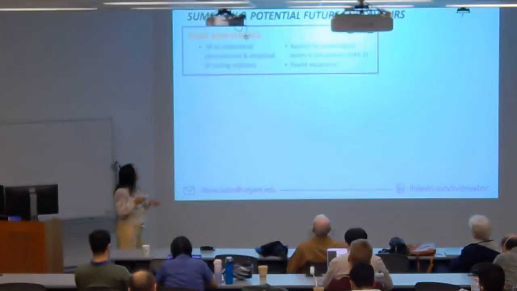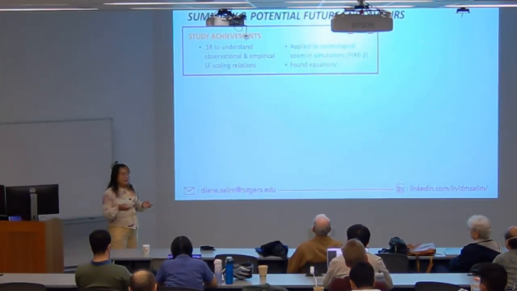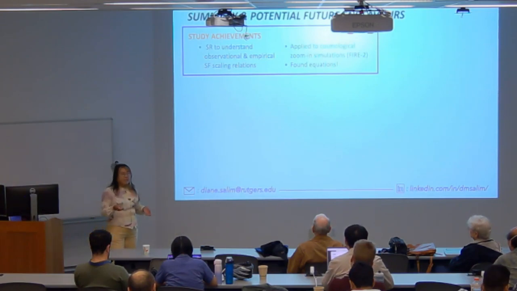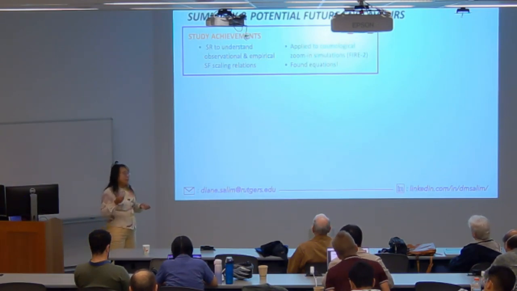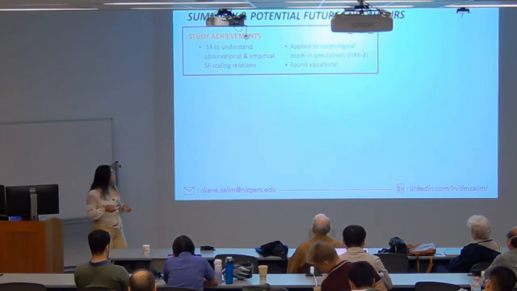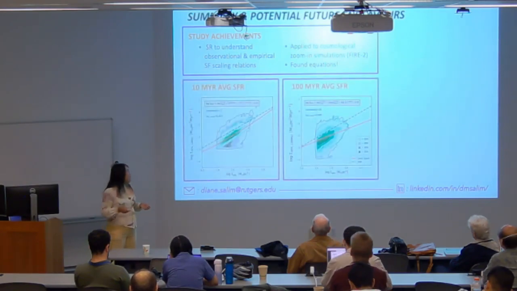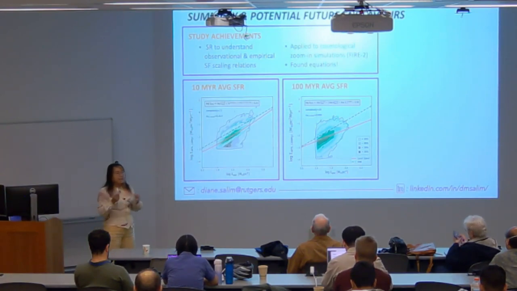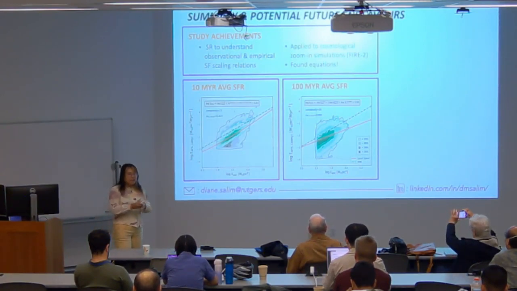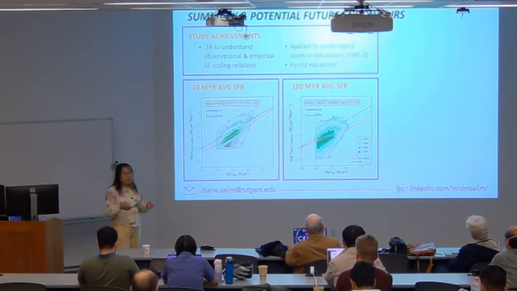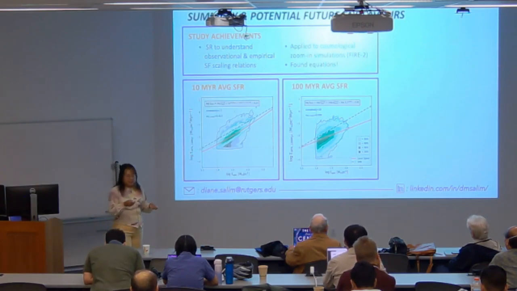So this study's achievement has been that we've used symbolic regression to understand empirical and observational star formation rate scaling relations, which we apply to cosmological zoom-in simulation. And through that, we found some equations. And we've shown that the column density of gas, the velocity dispersion of gas, and the column density of stars, which is representative of the potential of the galaxy, is really important for describing star formation rate surface density.